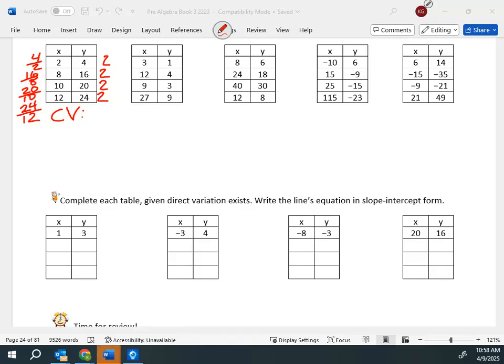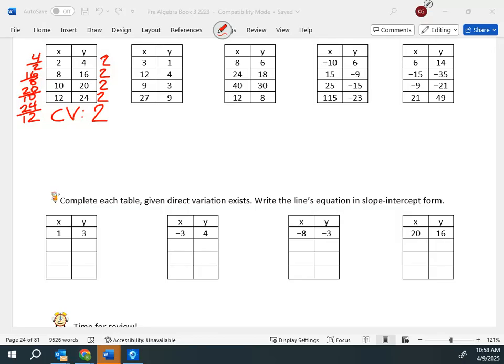Look back up. What is the constant of variation? David? 2. Y divided by X. My constant of variation is constant. It is always 2. My slope is 2. So I know constant of variation is the slope. Now I can use that to put it into my slope-intercept form. Because that's the second part.